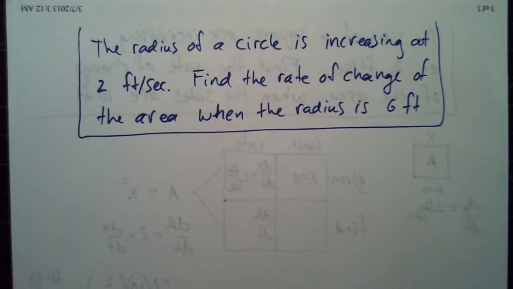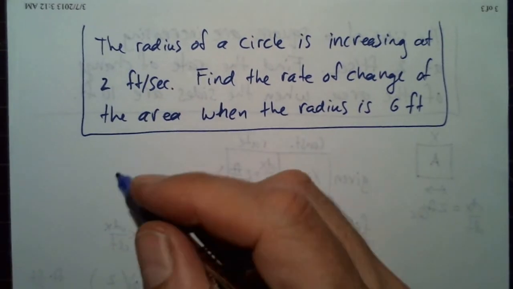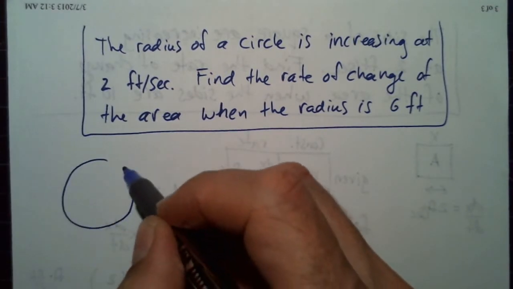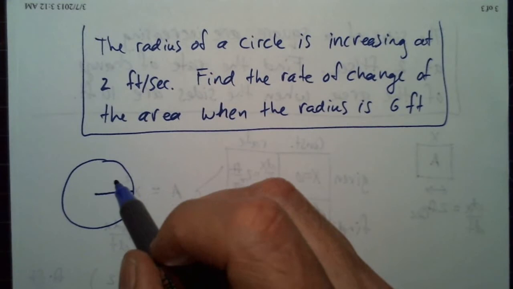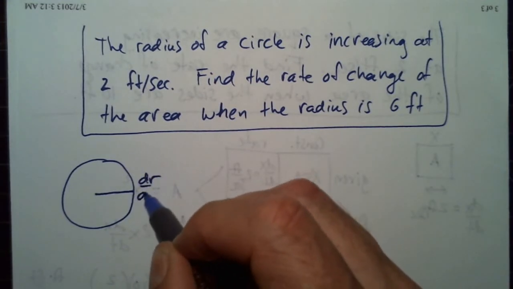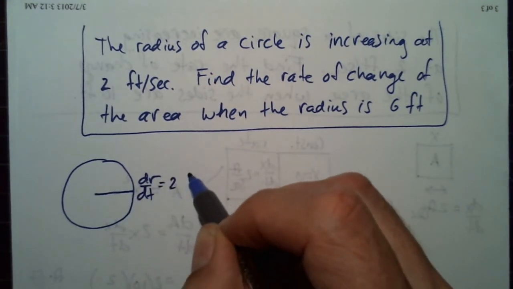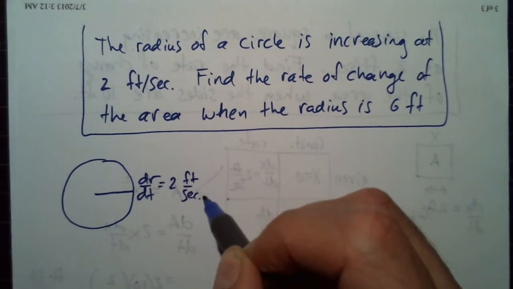The radius of a circle is increasing at 2 feet per second. So now we have a similar problem. We just will have a different relation between the two variables. So we have a circle and the radius is increasing. So we'd say dr/dt is 2 feet per second.